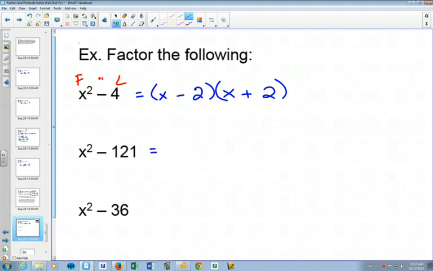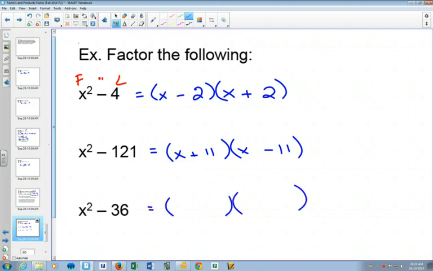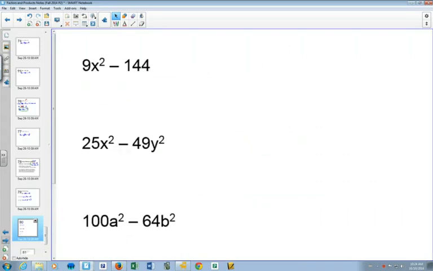Is 121 a perfect square? Yes, it is. X plus 11, x minus 11. And it doesn't matter which one you make your positive and which one you make your negative. Is 36 a perfect square? Yes, x plus 6, x minus 6. Three more.